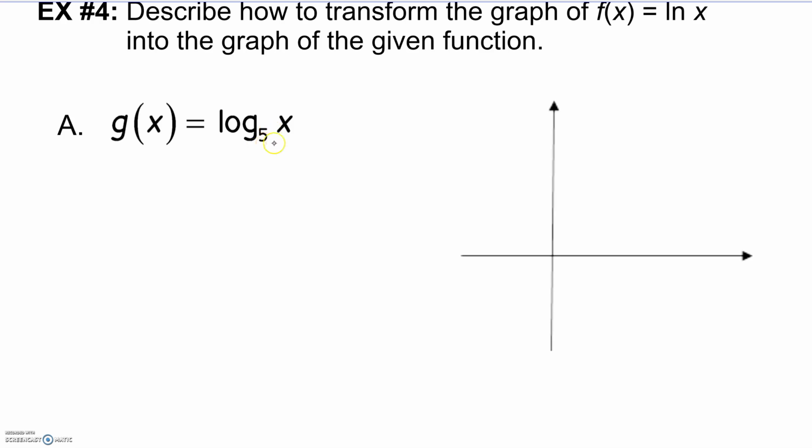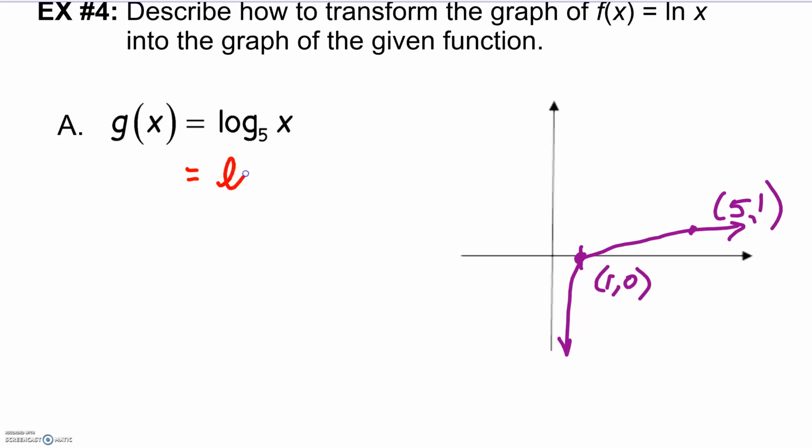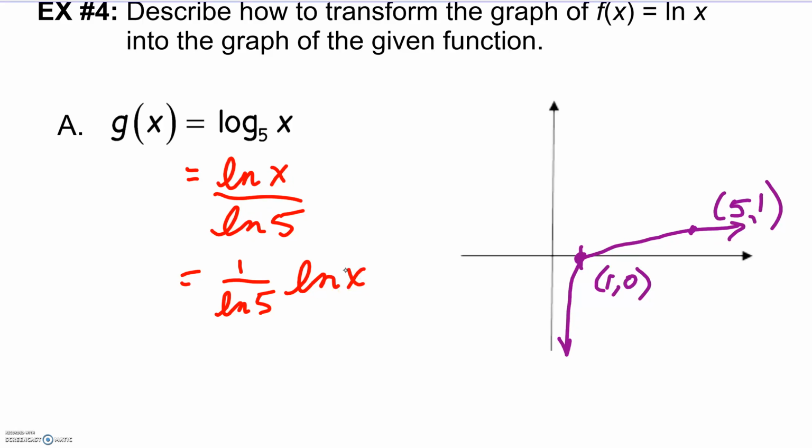We just saw that if you're going to graph log base 5 of x, it's going to have the point (1, 0), and then it's going to have the point (5, 1). And that looks like this. Now, what they're talking about is transforming the natural log graph to look like that. If you take this and convert it using the change of base formula to a natural log, you get the natural log of x over the natural log of 5, which you can also think of as 1 over natural log 5 times the natural log of x.